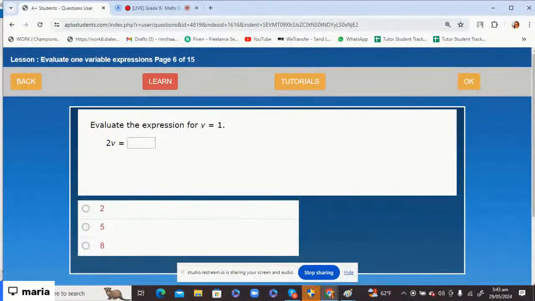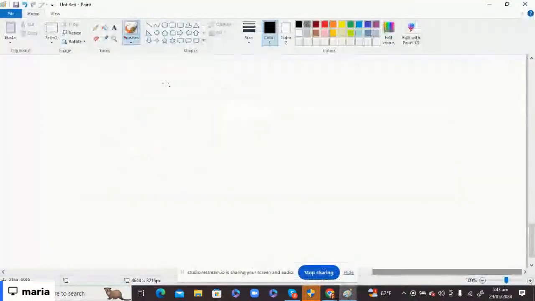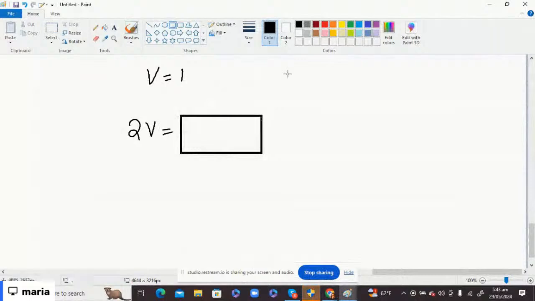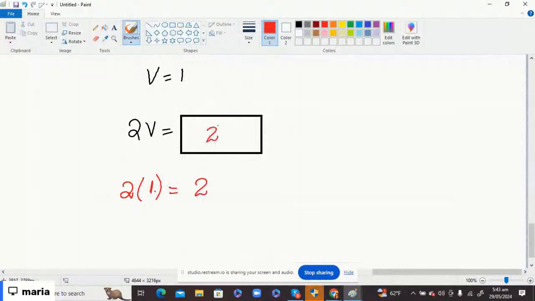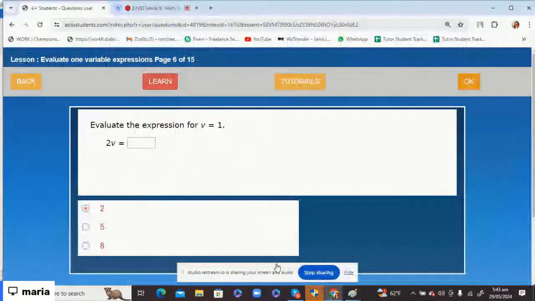Alright, evaluate the expression for v is equal to 1 and it's 2v. Now the v is 1 and the question is 2v. It's simply, in place of v we are putting 1. 2 times 1 is 2. So here is 2.